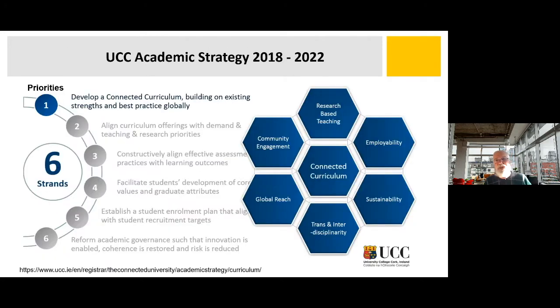So now, just looking at this real quickly, this is the academic strategy, and priority 1 is a connected curriculum based on the model put forth by University College London. There are six main pillars to this, one of which is sustainability, trans and interdisciplinarity as well, a global reach, community engagement, research-based teaching, and employability. And really all of these can be brought into sustainability.